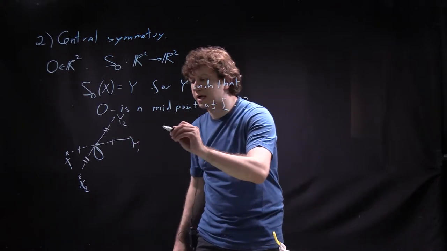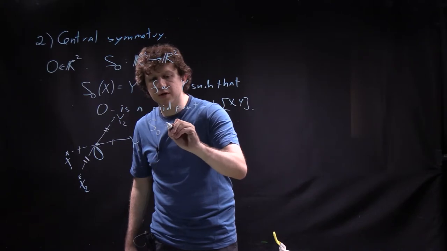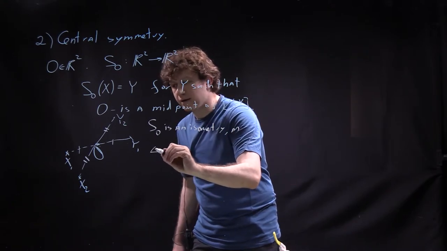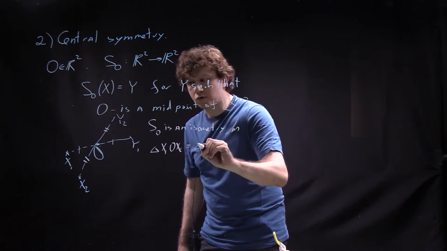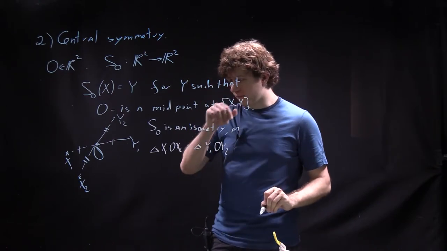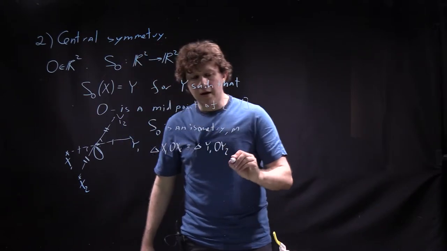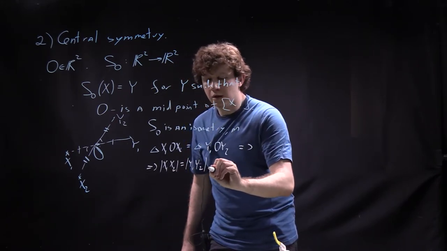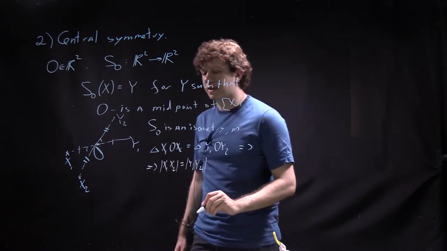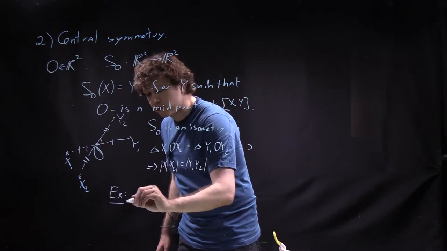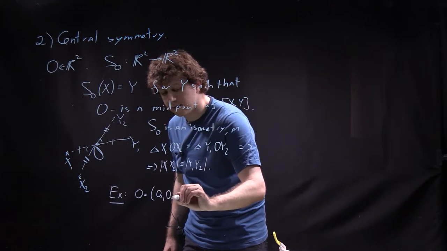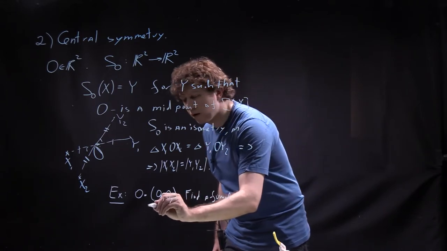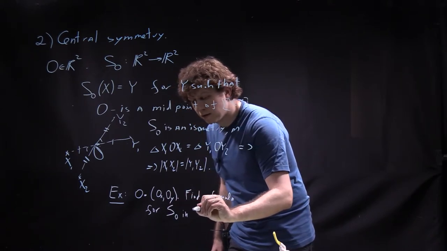And actually here I prove for you that S_O is an isometry. The triangle x1 O x2 is equal to the triangle y1 O y2, because they have the same angle here and the sides are equal, and so the side x1x2 equals the side y1y2. So central symmetry is an isometry. A little exercise: suppose O has coordinates (Ox, Oy). The goal of this simple exercise is to find a formula for S_O in coordinates.